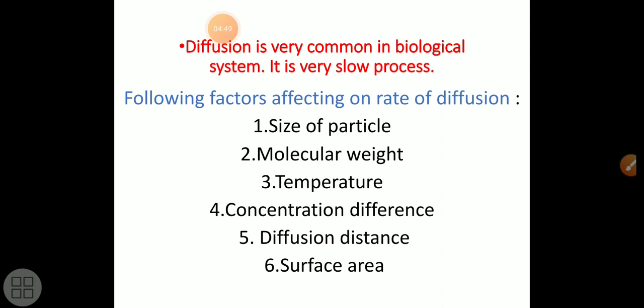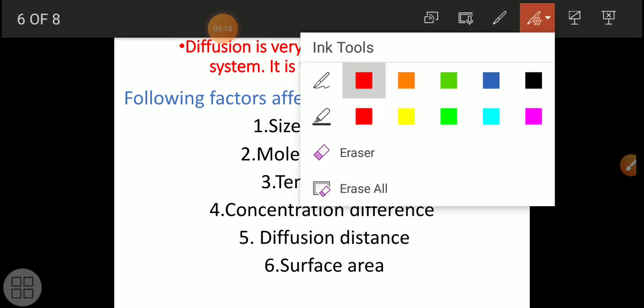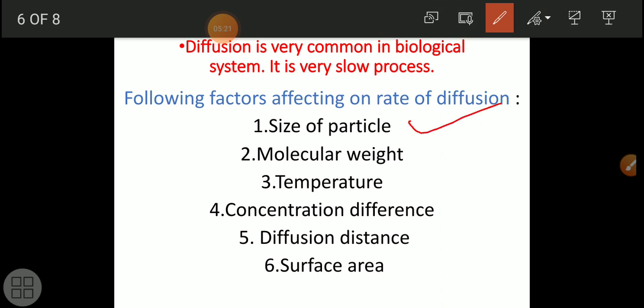Now, diffusion is a very common phenomenon in biological systems. It is a very slow process, keep in mind. The rate of this slow process is affected by many factors, such as the size of particles. The larger the size of the particle, the lower the rate of diffusion. The smaller the size of the particle, then, for example, I will tell you.